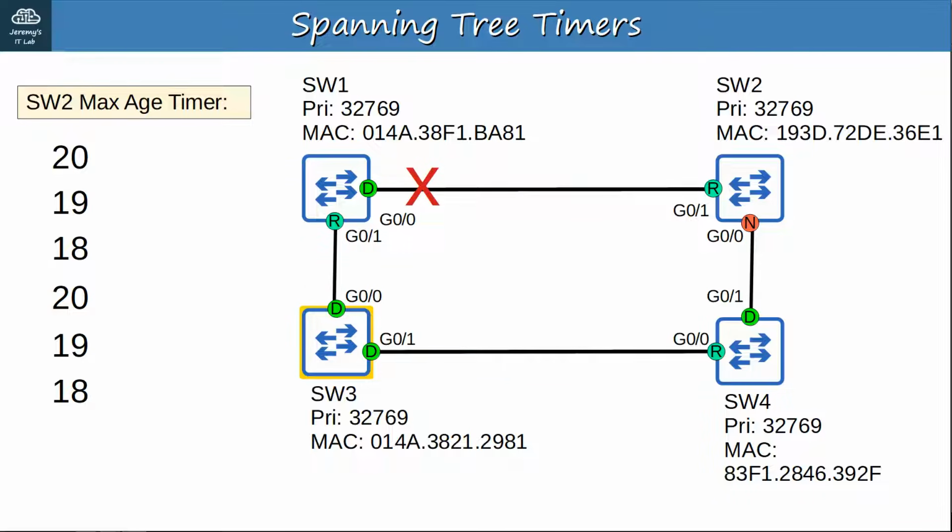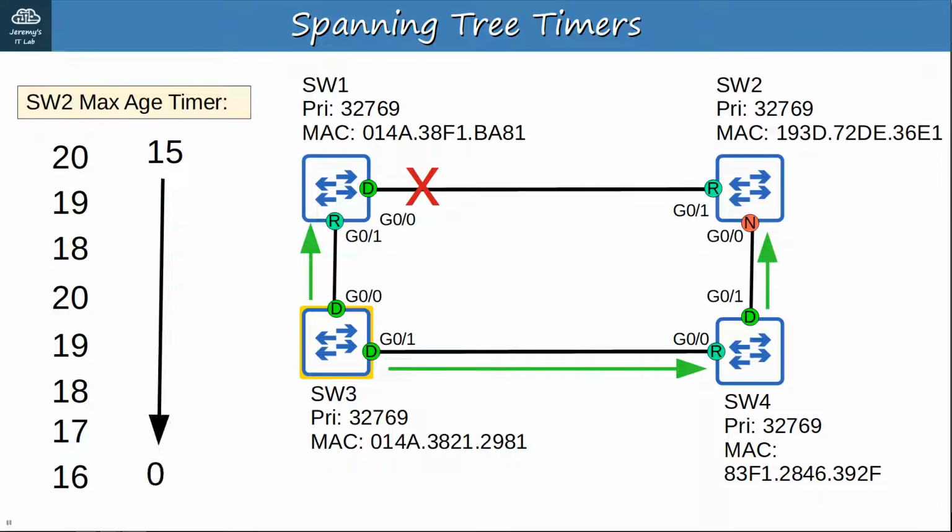But what if a failure occurs on the connection between switch 1 and switch 2? The root bridge will send BPDUs, and other switches will forward the BPDUs, but switch 1's G00 interface is down, so switch 2 no longer receives a BPDU on its G01 interface. So the max age timer continues counting down: 17, 16, 15, and if the failure doesn't recover, and switch 2 doesn't receive any more BPDUs on its G01 interface, switch 2's max age timer will count all the way down to 0.